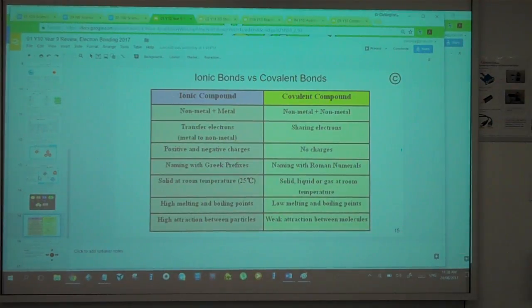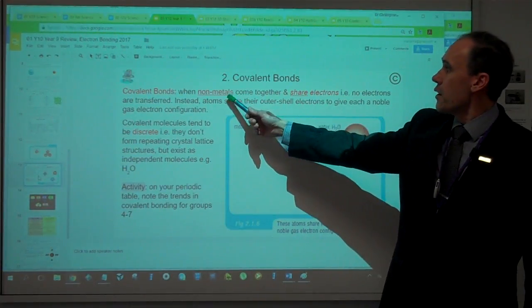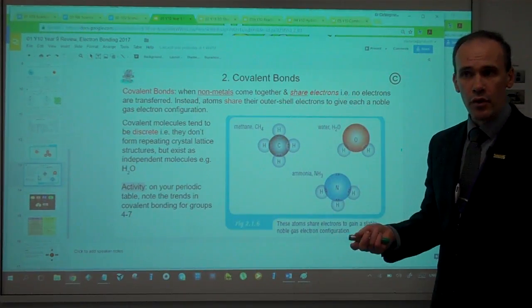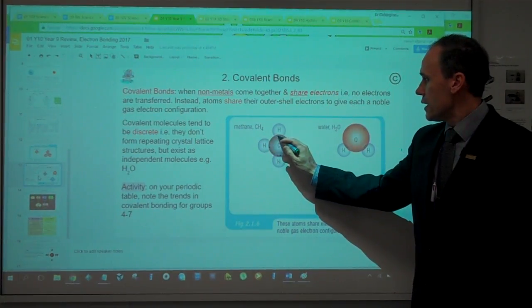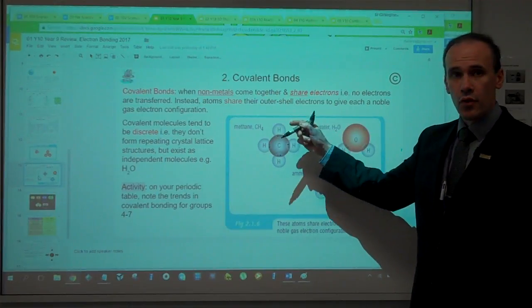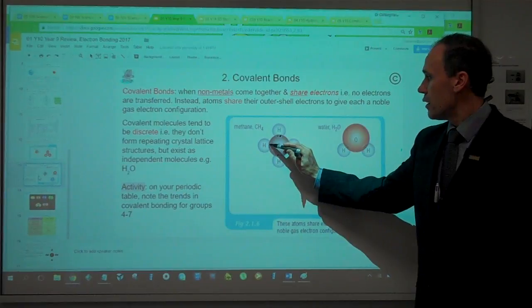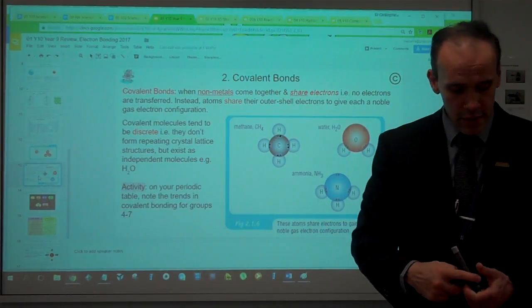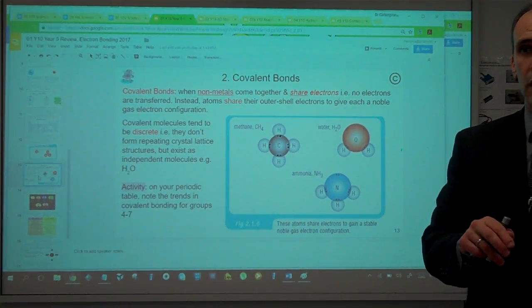Okay, and I've jumped the gun a little bit there. Let's go back to covalent bonding, when non-metals come together and share electrons. Carbon is in group 4. It has 4 valence electrons. It wants to have 8, and it can achieve that by sharing 4 in order to gain 4 from sharing with hydrogen. So on your periodic table, above your non-metals, you should have recorded which ones are likely to share.